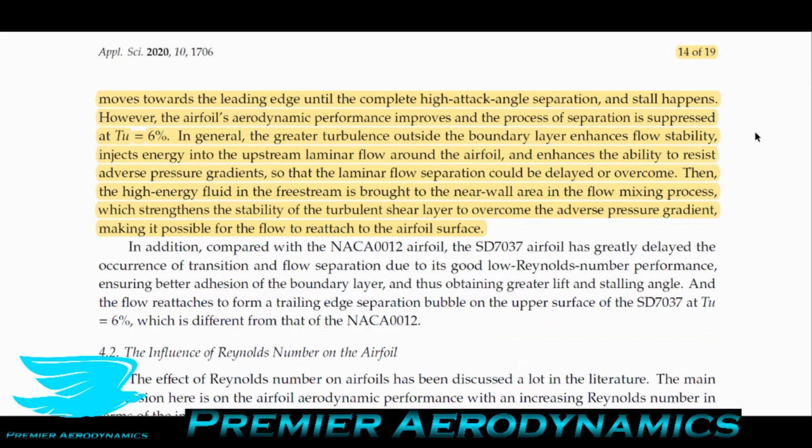They go on to another mechanism. They say, then the high energy fluid in the free stream is brought to the near wall area in the flow mixing process. So what they're saying is this high turbulence density is also then dragging high energy momentum into the low energy area in the boundary layer. So this is a very interesting thing. This almost acts like a vortex generator on aircraft. So this is a very amazing find.